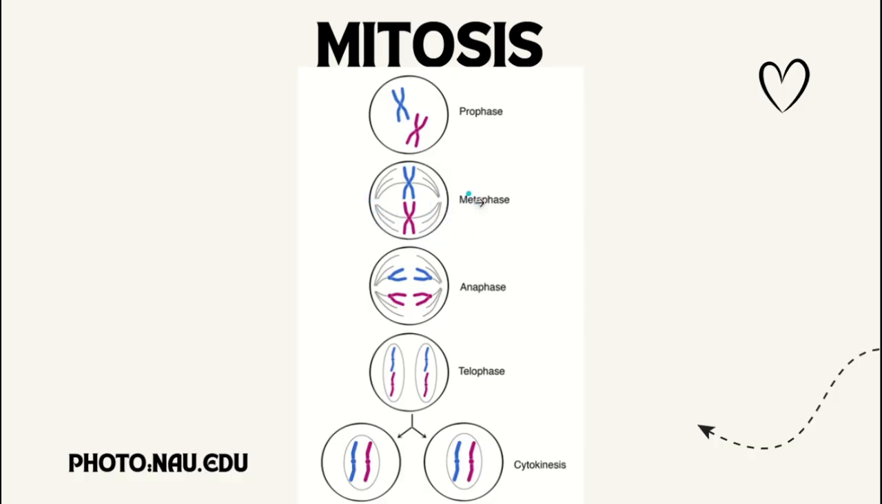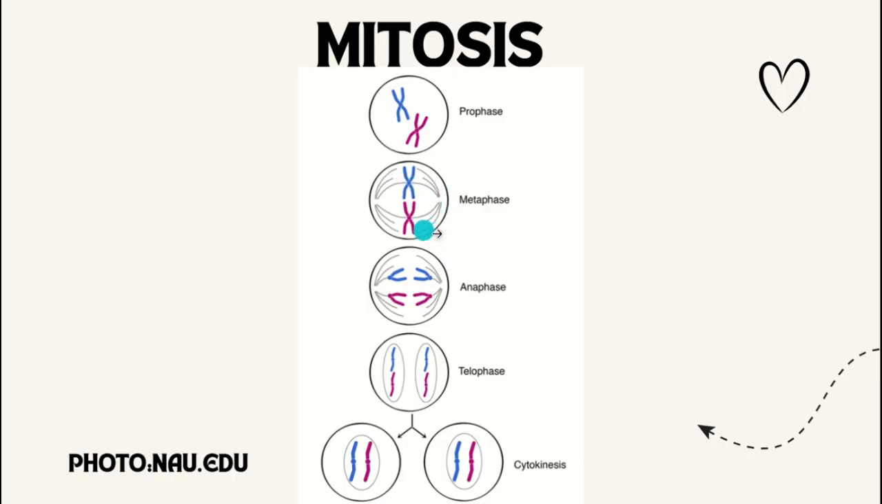And what's happening in this metaphase is that the chromosomes become lined up at the equator. So this right here is the middle, the equator. It lines up right here, and from these centrosomes or centrioles, we're going to have these spindle fibers extending.